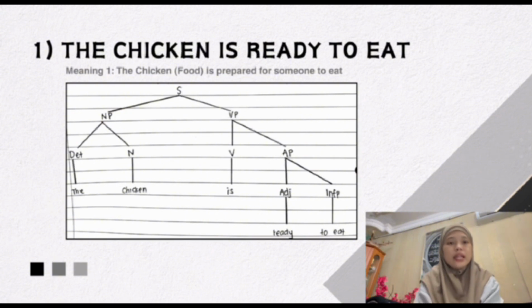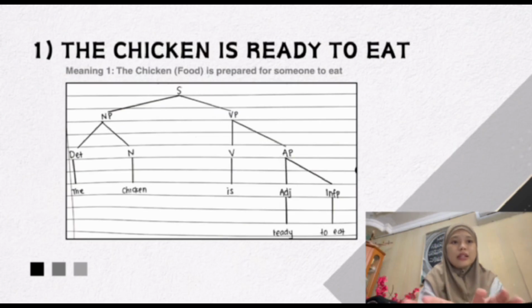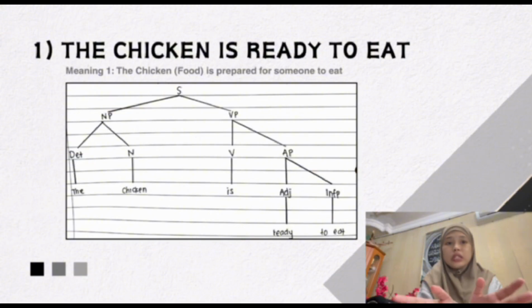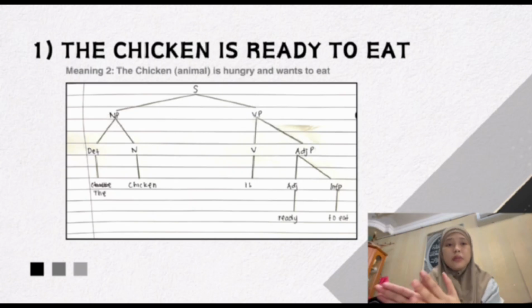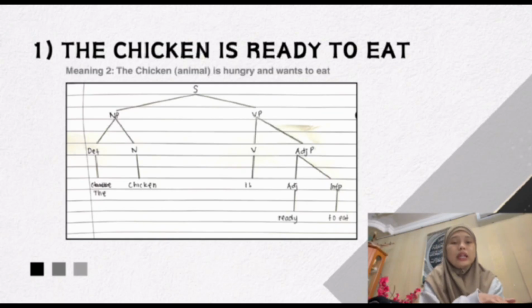For the first meaning, the chicken is food, and it is cooked and ready for someone to eat. In this reading, the phrase "to eat" describes the state of the chicken as food. So the chicken is the object that will be eaten. For the second meaning, the chicken is the animal, and it is ready to do the eating. Here, "to eat" tells us what the chicken itself is about to do. So in this case, the chicken is the subject, the one doing the action.